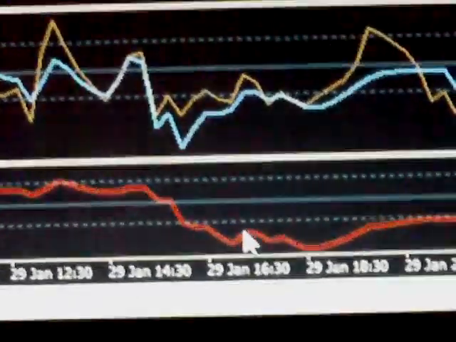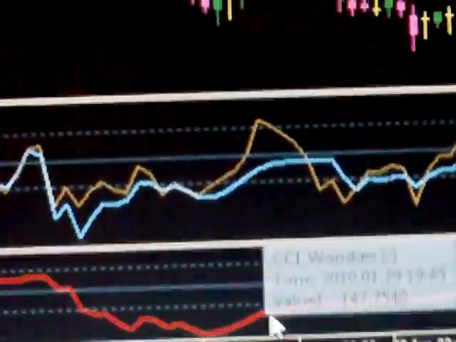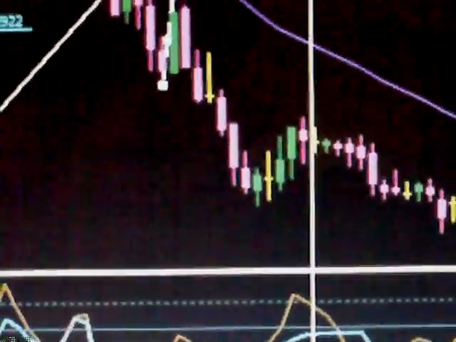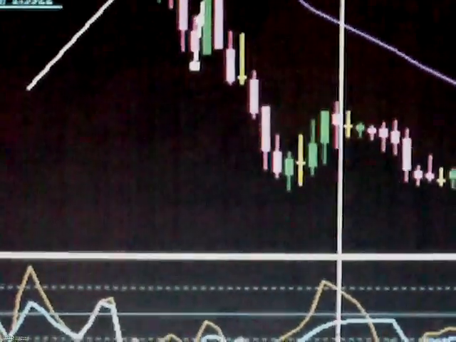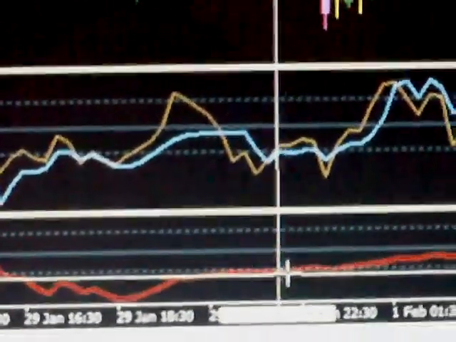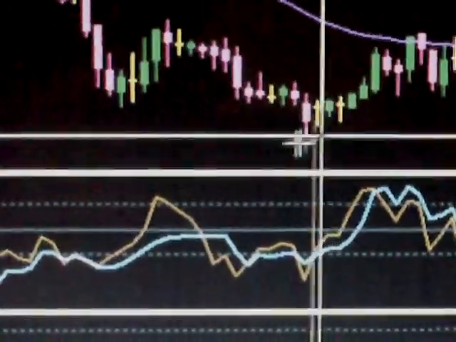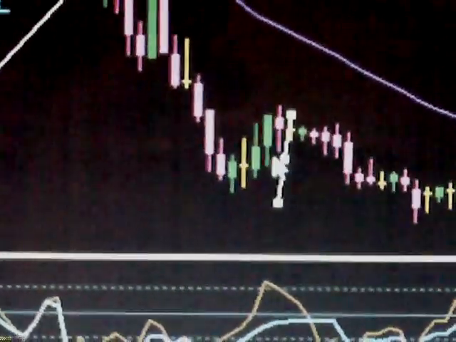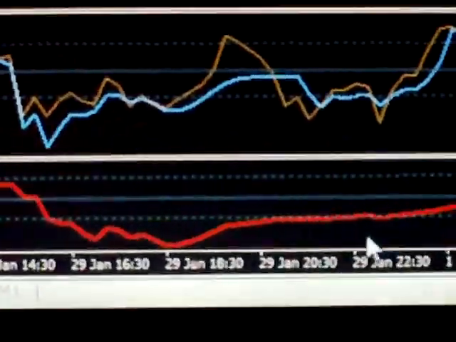And 15-minute CCI goes below the 100 line and stays below 100 all the way until here. So you had no reason to get out of the trade until CCI broke above 100, somewhere around here. And you could have used symmetry to manage the trade. Now, that's the 15-minute chart.